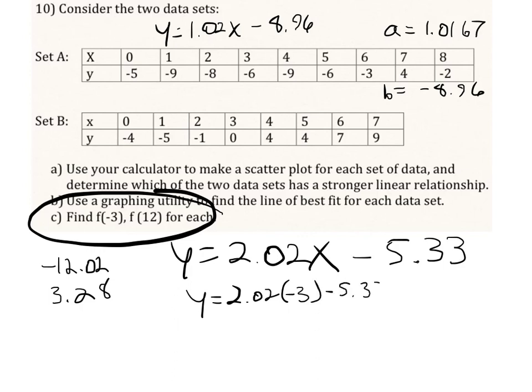Let's see, 2.02 times negative 3 minus 5.33. I get negative 8.39. And then for 12, I get 2.02 times 12 minus 5.33 is 18.91. Okay, hope that helps.